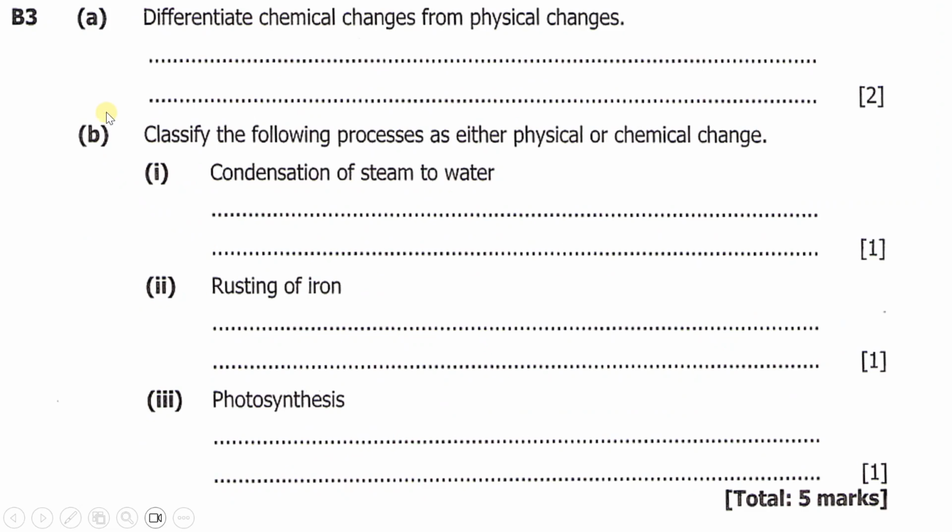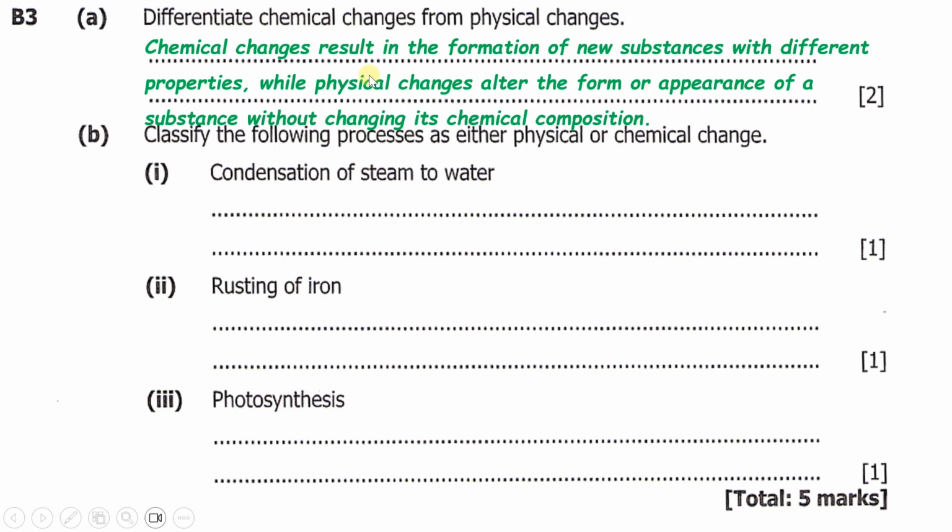Okay, so we come to B3. A says differentiate chemical changes from physical changes. So we must know that chemical changes result in the formation of new substances with different properties, while physical changes alter the form or appearance of a substance without changing its chemical composition.